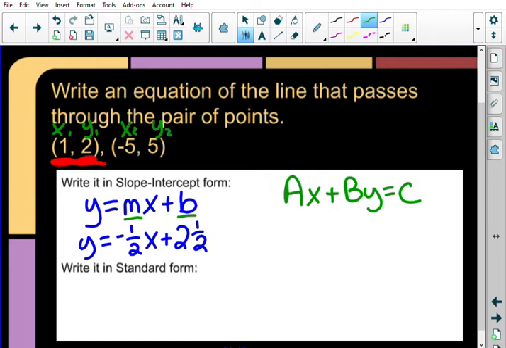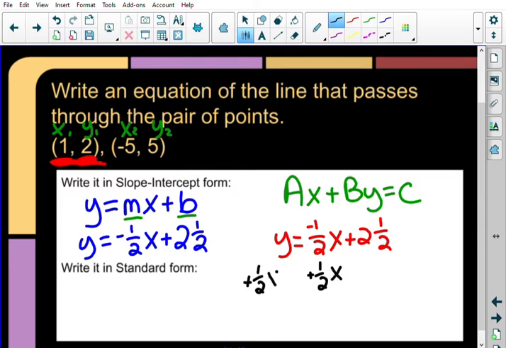All right, so we need x and y on the left side of the equal sign and our constant on the right. So let's go ahead and take the equation that we have in this form and move some things around. First step, let's add 1/2 x to both sides, which will cause these two to cancel out, and we end up with 1/2 x plus y equals 2.5.